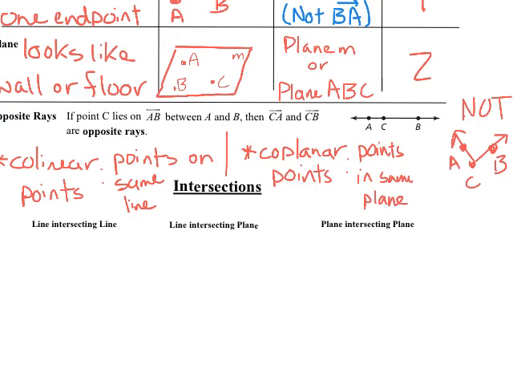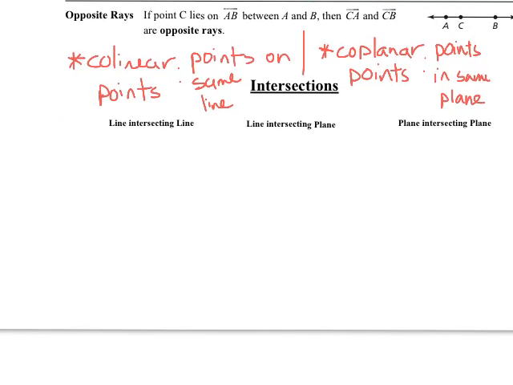So let's look at what different intersections look like. They're really pretty simple. A line intersecting a line. Just exactly what you would think it looks like. A line intersecting a line.